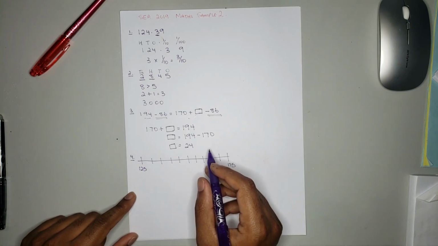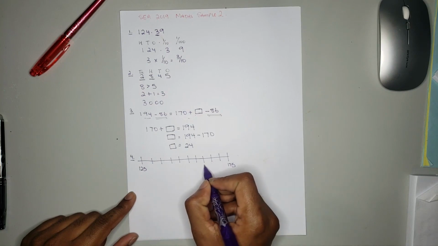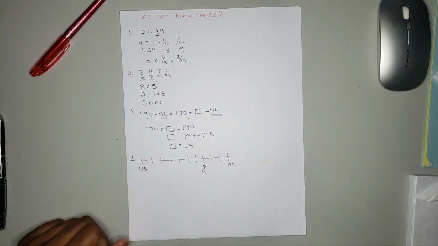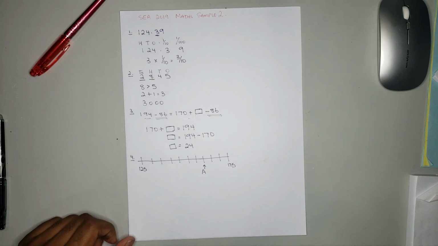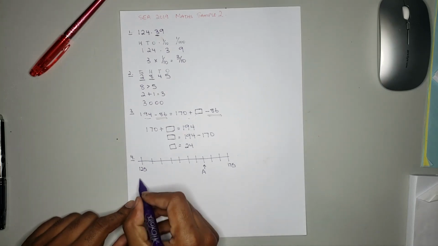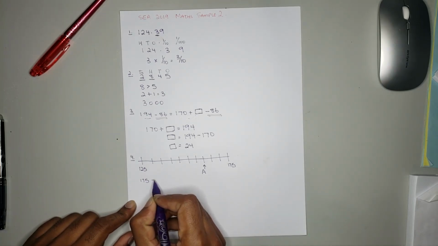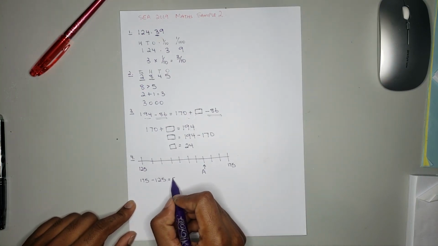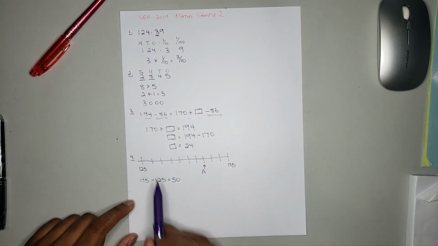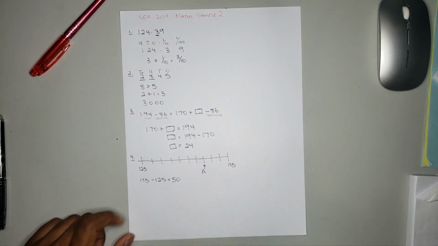A is pointing to this figure here, and we would like to figure out what the value of A is. So first we need to find out how much one of these strokes represents. To figure that out, you take the 175 and take away the 125, and you will get 50. So from here to here, you have 50.